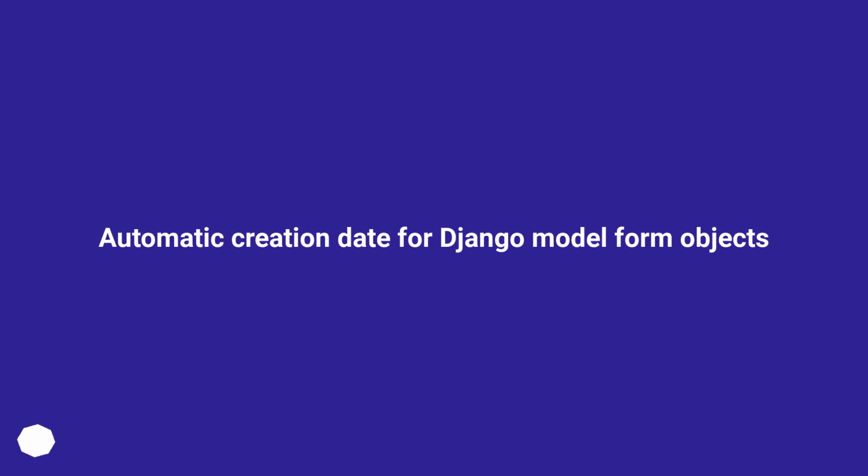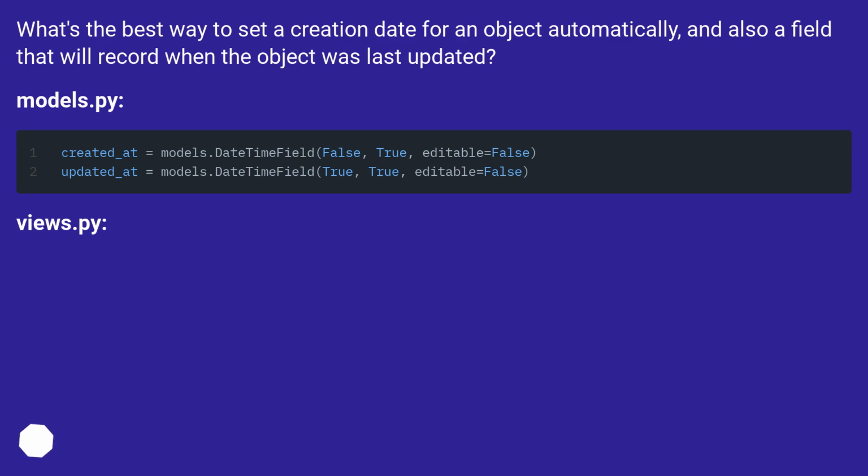Automatic creation date for Django model form objects. What's the best way to set a creation date for an object automatically, and also a field that will record when the object was last updated?